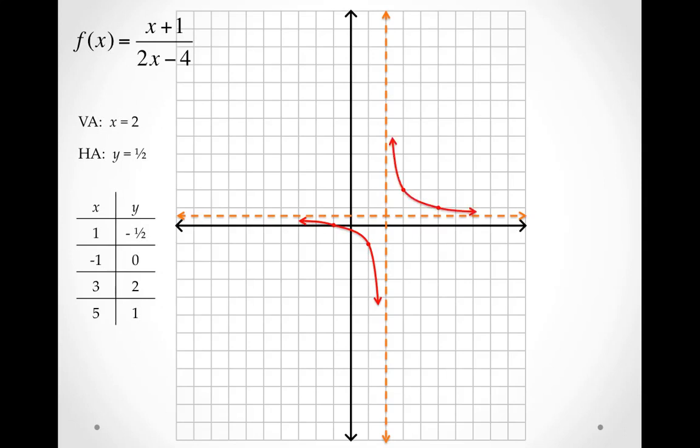So now I know which corners my curve should go in, and I get a graph that looks something like this. Again, for domain and range, we're simply going to go back to the vertical and horizontal asymptotes, and we're going to state that x cannot be equal to 2 and y cannot be equal to 1/2.